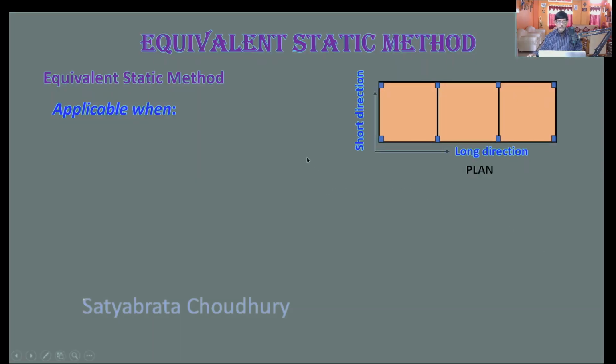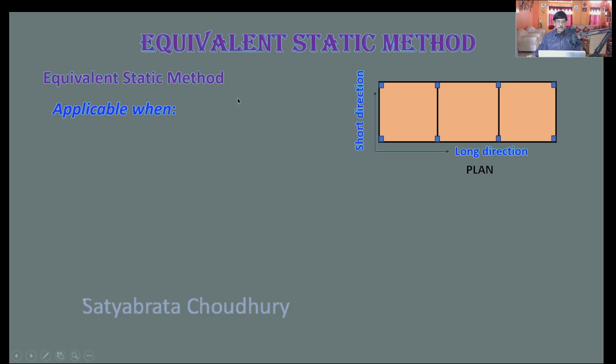Now let us see when the equivalent static method is applicable. For this purpose, we have taken a building plan here. There is a long direction of the building and the short direction of the building. This long and short will be coming again and again in our videos in the future. So let us understand.